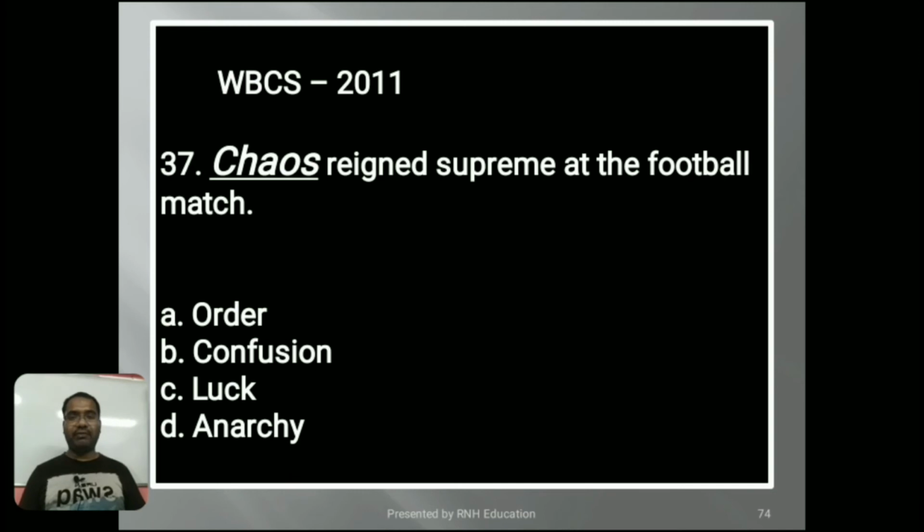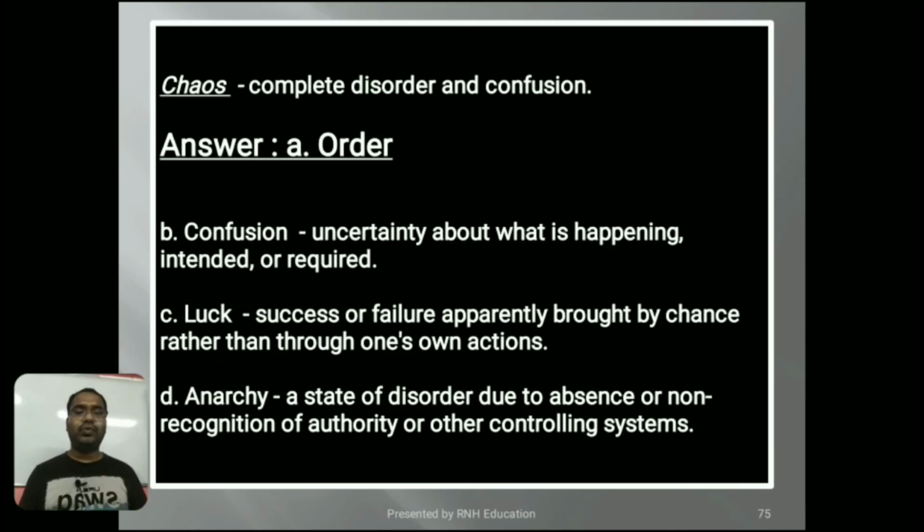Now going to the next question, that is question number 37, and from this section the questions have been taken from the year 2011 WBCS preliminary. Question 37: Chaos reigned supreme at the football match. Chaos. The options are A order, B confusion, C luck, and D anarchy. Now check the answer section. At first check the word chaos. What does it mean? Chaos means complete disorder and confusion, that is called chaos.